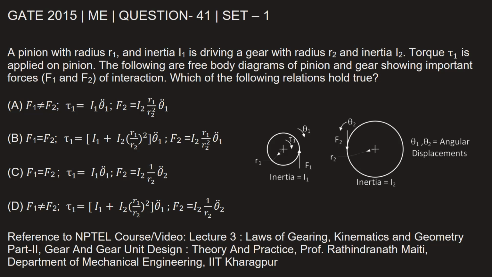We have to find out the relation between forces, the value of torque tau 1 and the value of force F2. Let's find it out. Our aim is to find out forces and torque. So definitely we will use the static equilibrium equation and the dynamic equilibrium equation.